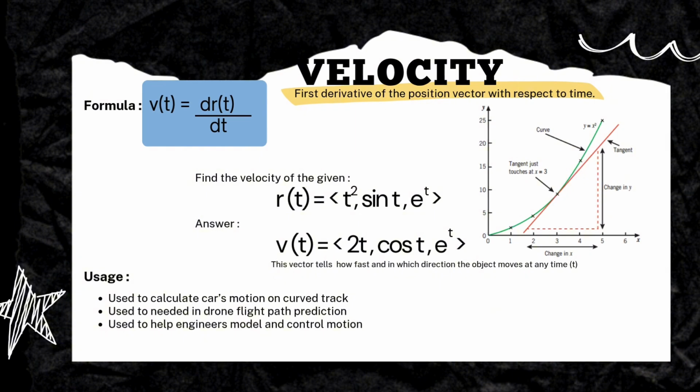Velocity vectors are always tangent to the path of motion, which makes them so useful in real life, such as tracking a car, or in drone flight paths, or helping engineers model and control motion. That's all from me.